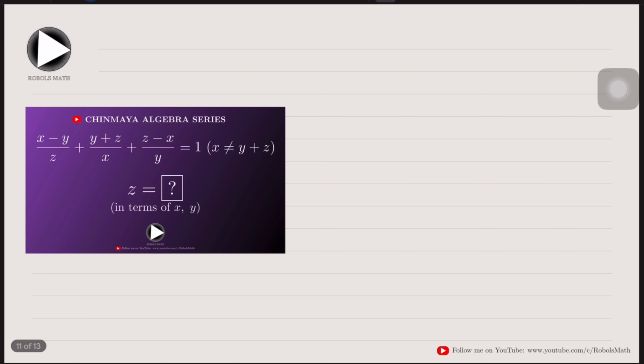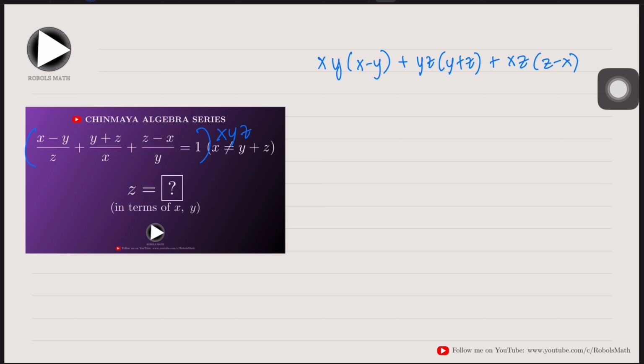So a good first step for this one is to multiply both sides by the LCD, which is xyz. If we multiply this thing here by xyz, the first one would be xy times (x minus y) plus yz times (y plus z) plus xz times (z minus x) is equal to xyz.